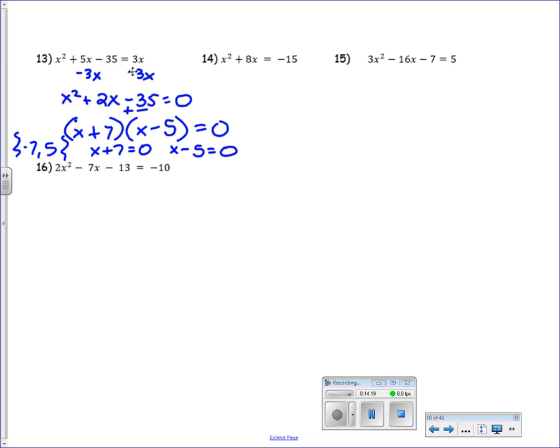14, very similar. Again, get that one side to equal 0, so add 15.